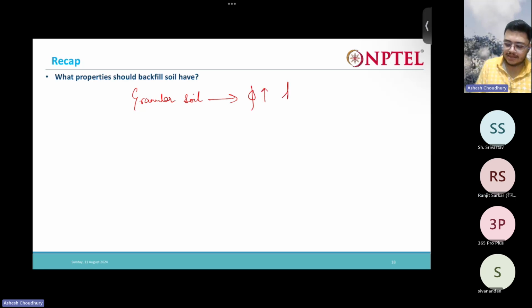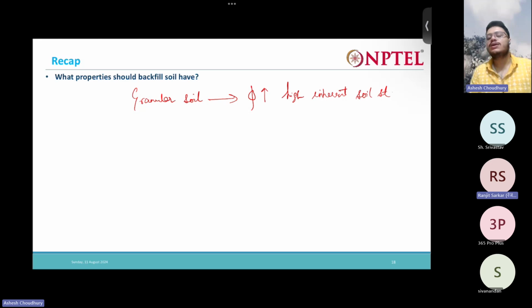So, high inherent soil strength. If you want to construct a reinforced soil wall, obviously you want the soil itself to be somewhat strong, so that the complete wall that you construct is strong. You will prefer granular soil, which has a high phi value and high inherent strength, so that the earth wall we are going to construct is strong enough. So we will always prefer granular soil.